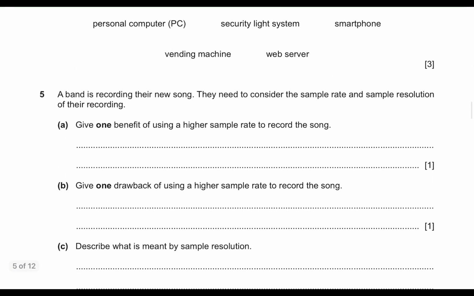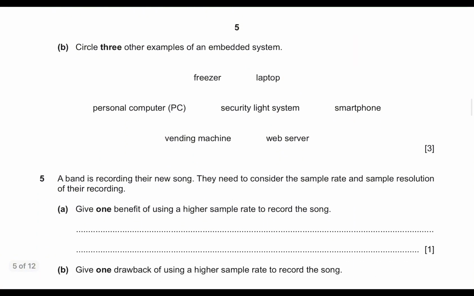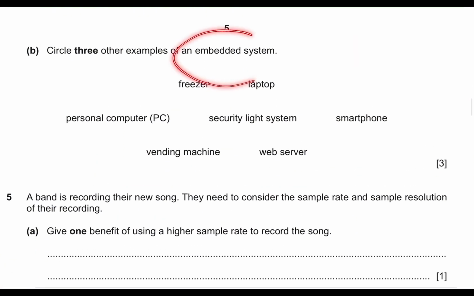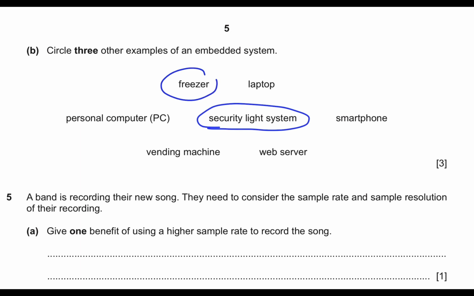The next part of the question says circle three other examples of an embedded system. Three other examples of an embedded system could be security light system, freezer, and a vending machine. Okay.